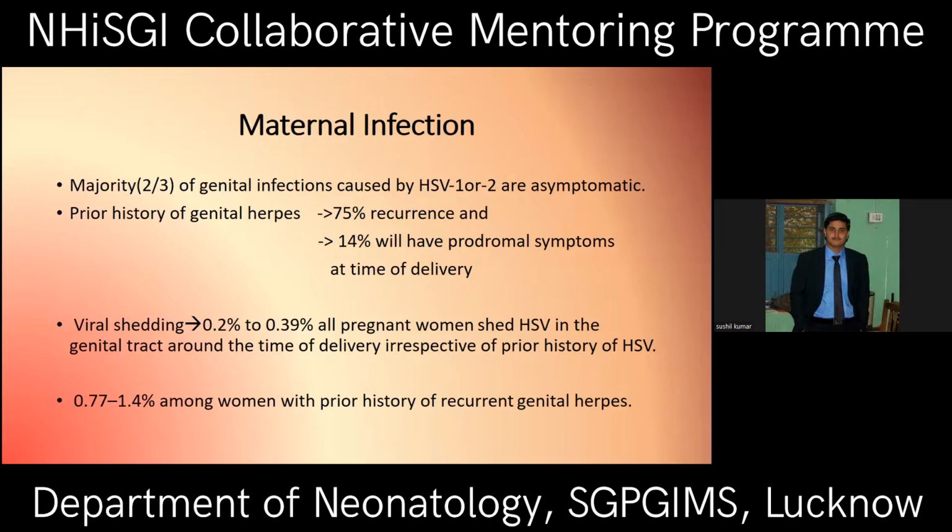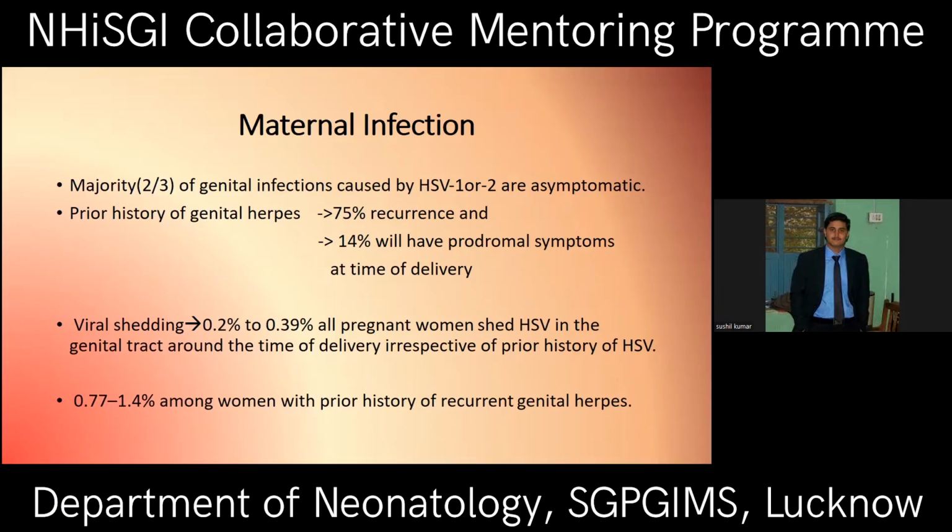Apart from this, the majority of genital infections caused by herpes virus, almost 2/3 of them, are asymptomatic. And in cases of prior history of genital herpes in mothers, the chances of recurrence are 75%, and 14% of these mothers will have prodromal symptoms at the time of delivery.